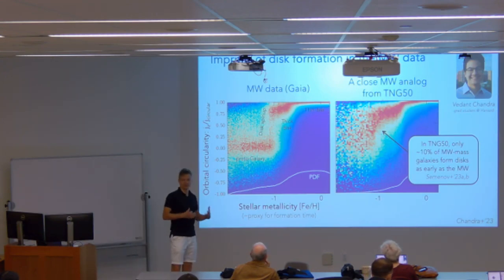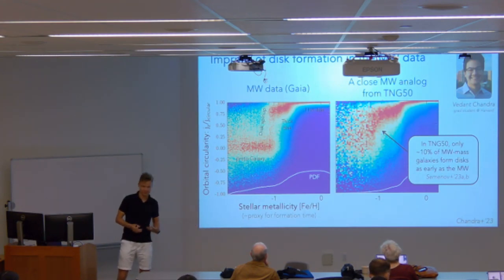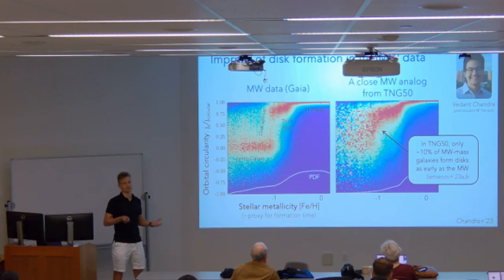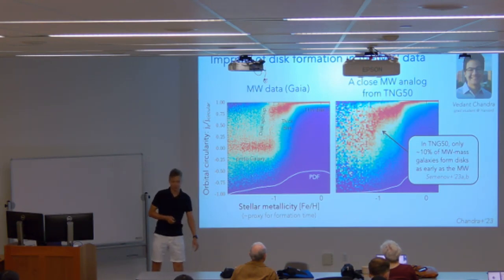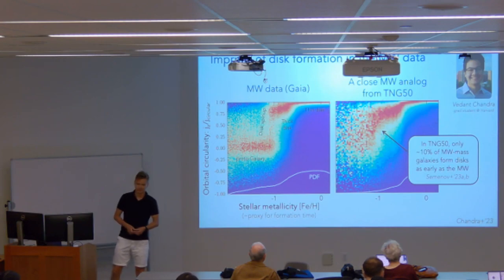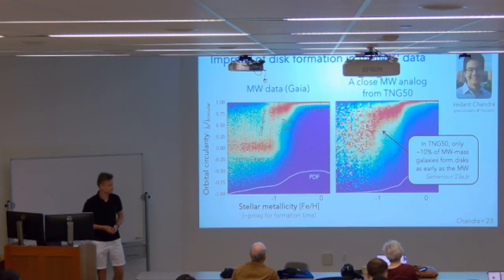So how does a galactic disk form in the early universe, and what are the effects of detailed star formation and feedback modeling? To do this, we took this galaxy from TNG50 that resembles the Milky Way, and we simulated it with different codes and a more detailed, higher-resolution model of star formation, feedback, and ISM physics.